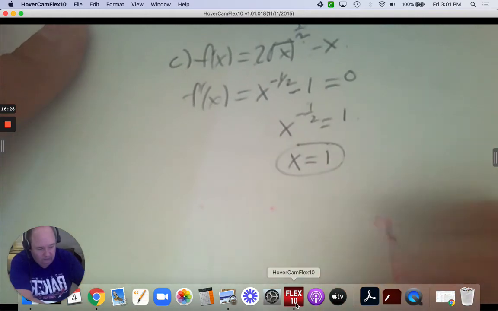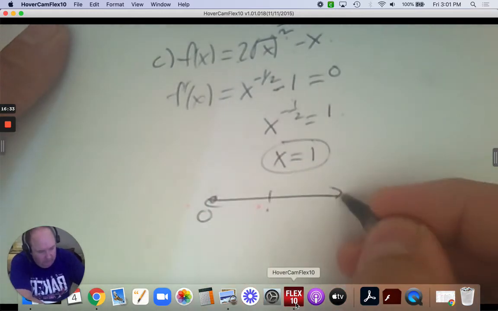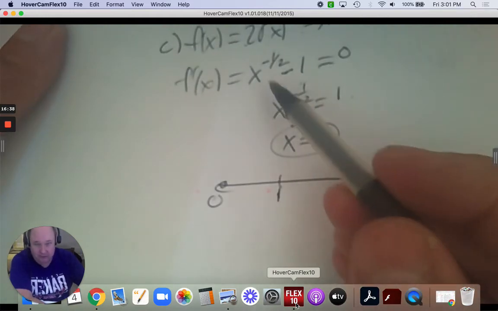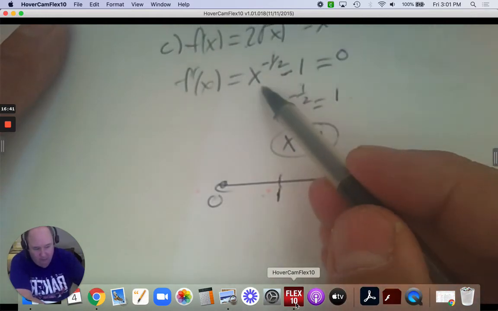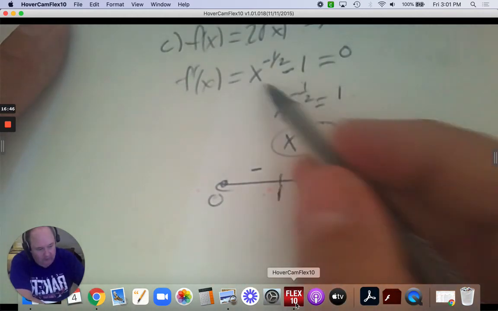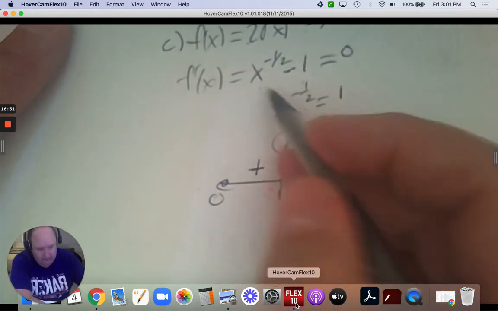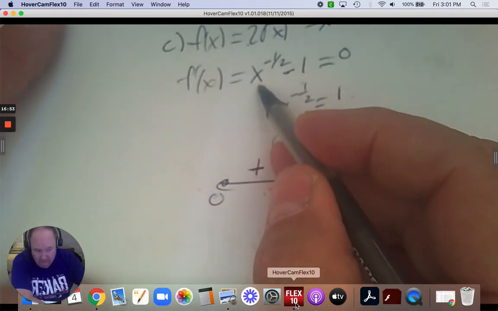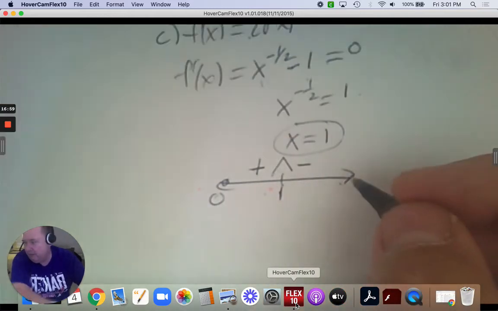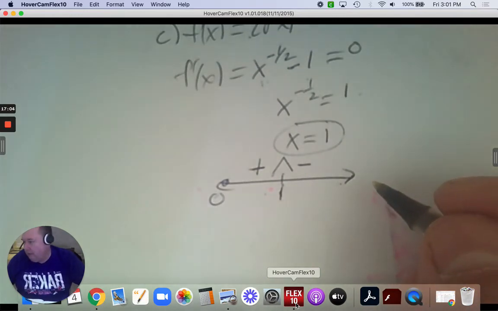So there's your answer. But then I got to figure out, is that a maximum or is that a minimum at 1? So this goes from 0 to infinity. When I plug it into the derivative, if I plug in a number like 1/2, you get a positive answer, because of the negative exponent. If you plug in like 10 or 100 or 1,000,000, you're going to get a negative answer. So x equals 1 is actually a maximum. There is no minimum value.